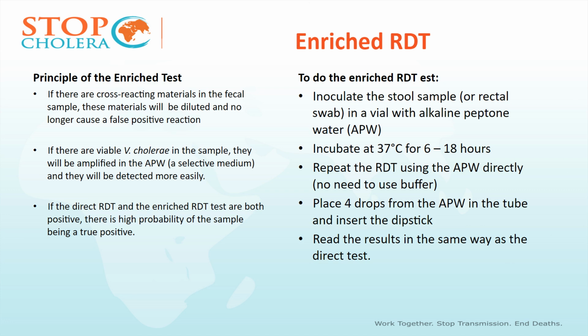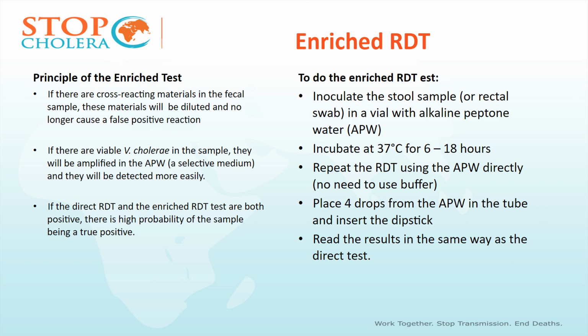The enriched RDT is done by inoculating the fecal sample into alkaline peptone water and incubating the APW for 6 to 18 hours. When this is done, the cross-reacting materials in the sample are diluted in the APW and will be less likely to cause a false positive reaction. At the same time, the V. cholerae, if present, will be amplified by the incubation in this selective media and should give a stronger RDT result.